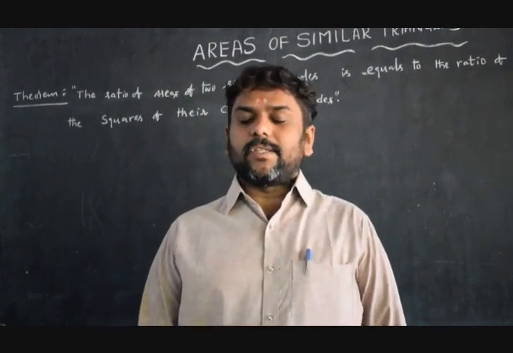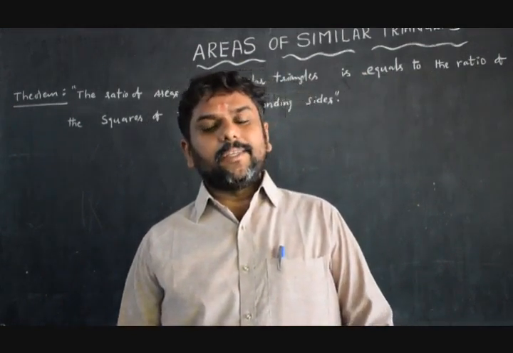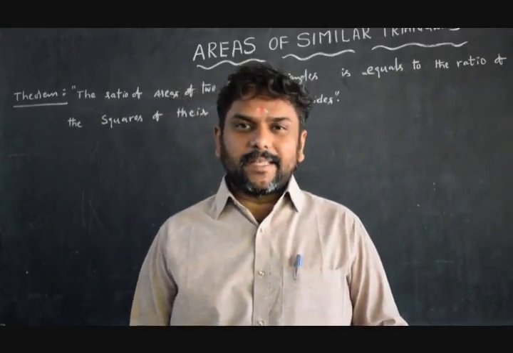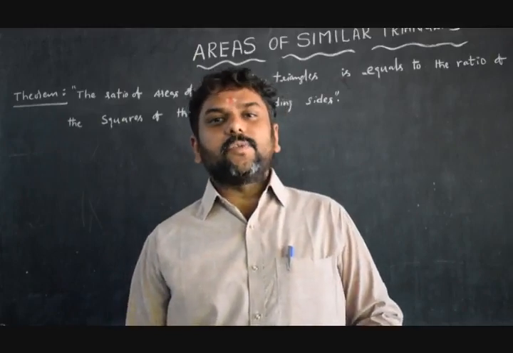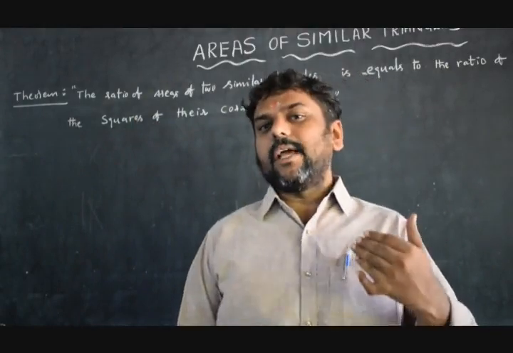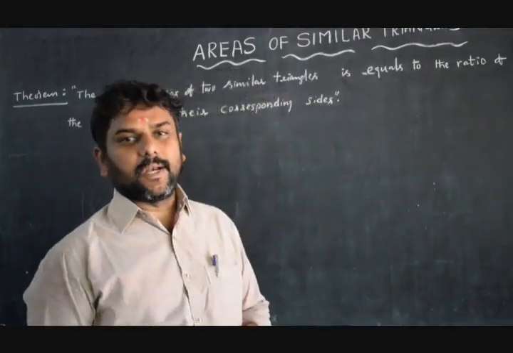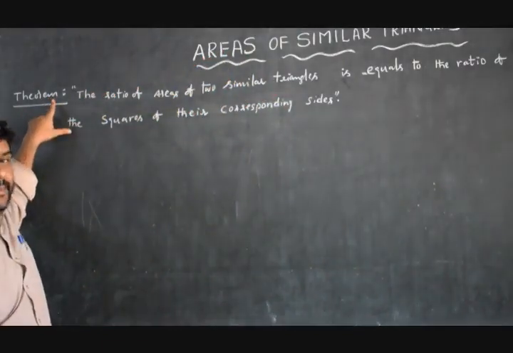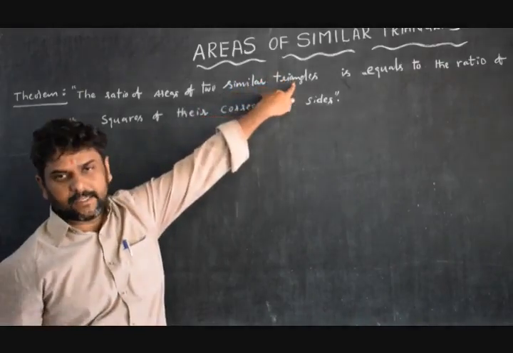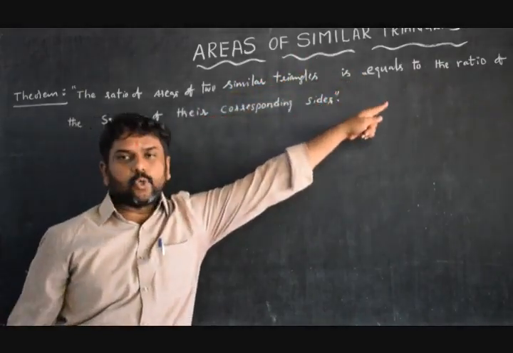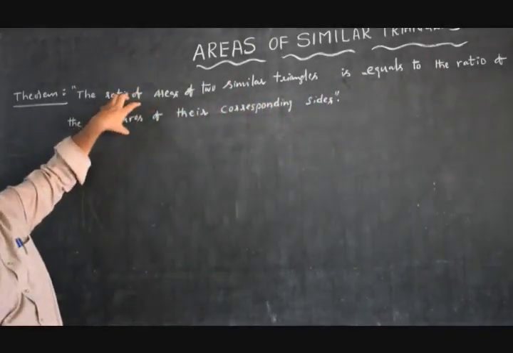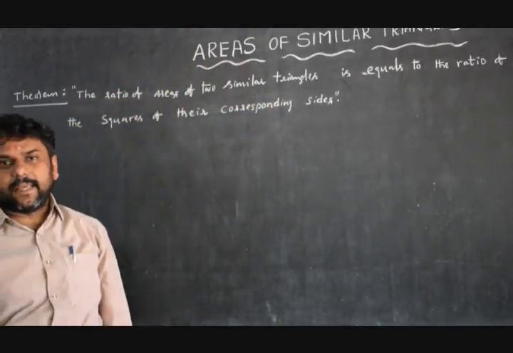In the previous video sections we discussed the basic proportionality theorem and the converse of the basic proportionality theorem, followed by the Pythagoras theorem, and next the converse of the Pythagoras theorem. In this video we are going to discuss areas of similar triangles. Theorem statement: the ratio of areas of two similar triangles is equal to the ratio of the squares of their corresponding sides. So this is the given statement for areas of similar triangles.